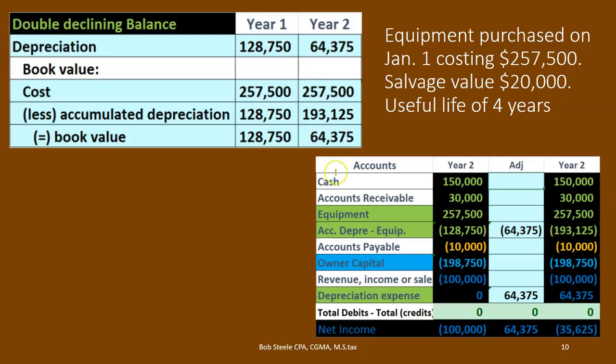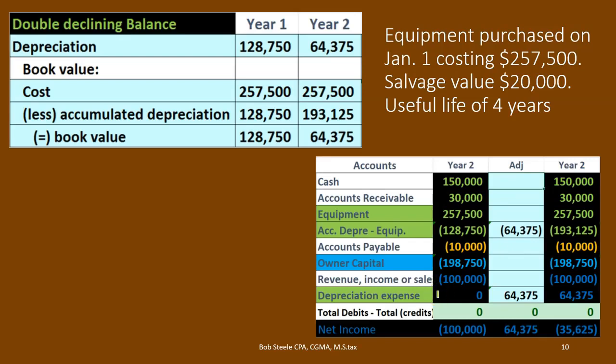Now, if we look at that in terms of our accounts, we can see at the beginning of year 2, before we record the adjusting entries, we have our cash or receivables. The equipment's still on the books at 257.5, and the accumulated depreciation is 128,750, what it was after year 1. And then we can see down here we're going to have the same income, meaning not the same income we made in year 1, but we're assuming we made another 100,000 in year 2. We performed exactly the same in this model, and then the depreciation expense is 0.